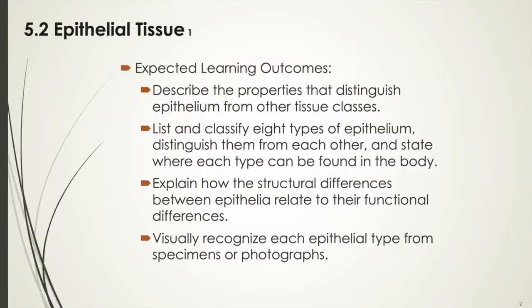All right, so the first thing is the introduction of the epithelial tissue. In looking at this, these are your expected learning outcomes. You should be able to understand and describe those properties that are going to distinguish epithelial tissues from other tissue classes. You should be able to list and classify 8 different types of epithelial, distinguish from each other, and where in the body they are going to be found. All of that is extremely important.